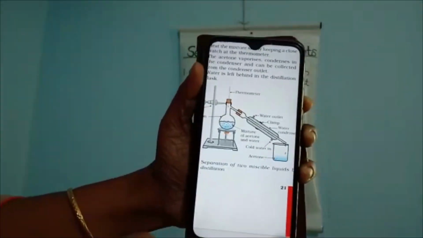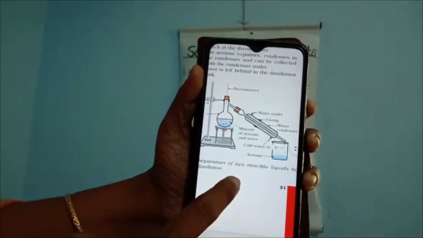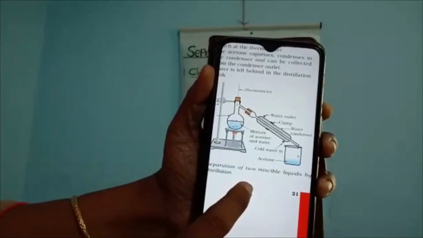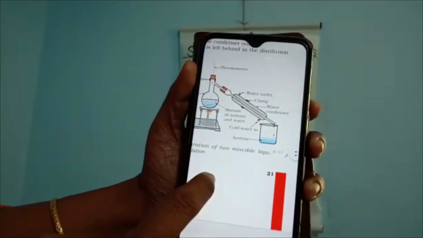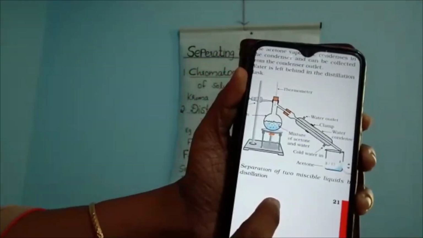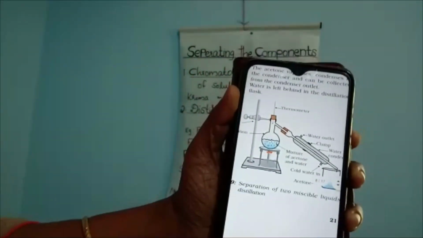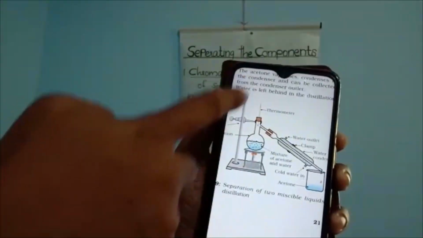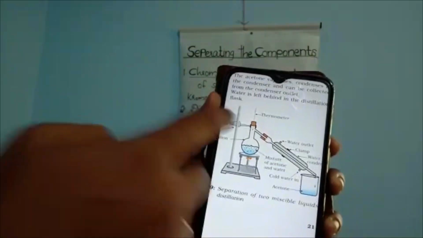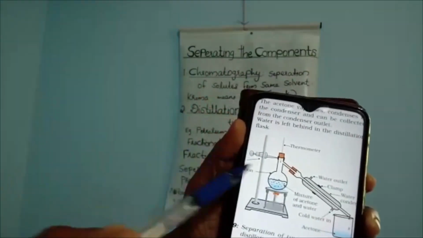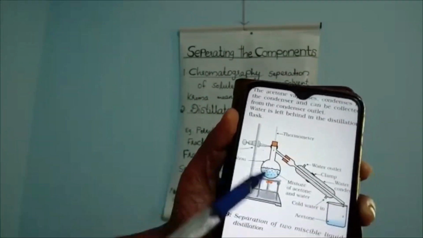Okay children, this apparatus is known as the distillation apparatus. Figure 2.9 from your textbook, page number 21. What we are doing here: already one stand is there, and then there is a round bottom flask. You can see it looks round.